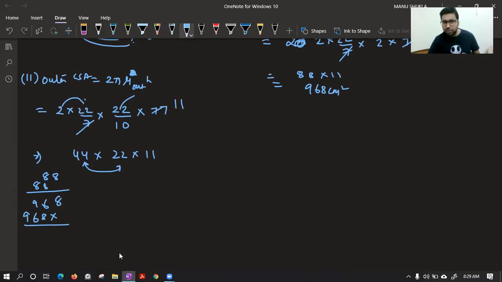As we do multiplication, we will get 8. 6 plus 8 is 14. 9 plus 10, then 16 and 10. So this way we can reduce the calculation.